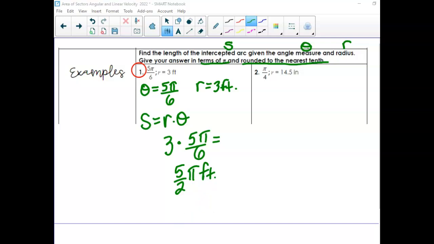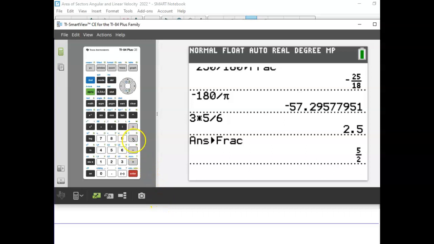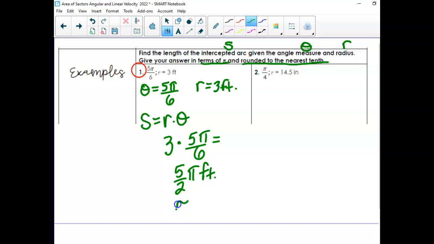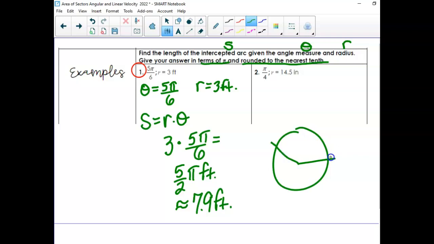Right, and then you're going to go back to your calculator because they also want it in tenths, so you're going to take that 5 halves and multiply it by pi. Or you can type 5 pi divided by 2. It should work either way. Anybody getting 7.9? Okay. So it's approximately 7.9 feet. Now we're going to do some area today, which is square units, but this is just a length. Literally what this is saying, if you measured around 5 pi over 6, which is about this far, with a radius of 3 feet, the arc length would be the distance from here to here.